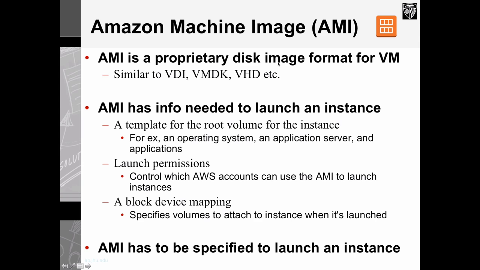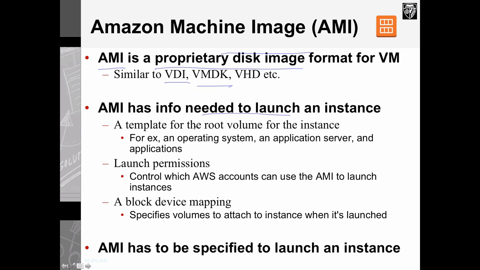So we talked extensively about machine images in the previous section. In Amazon, they call it AMI, or Amazon Machine Image. This is again a proprietary format, and it's specifically for AWS. That means you cannot take an AMI and bring it up in a VMware cluster or a Hyper-V cluster. The concept is similar to the VDI or VMDK that we talked about in the previous section. AMI has all the information that's needed to launch an instance.